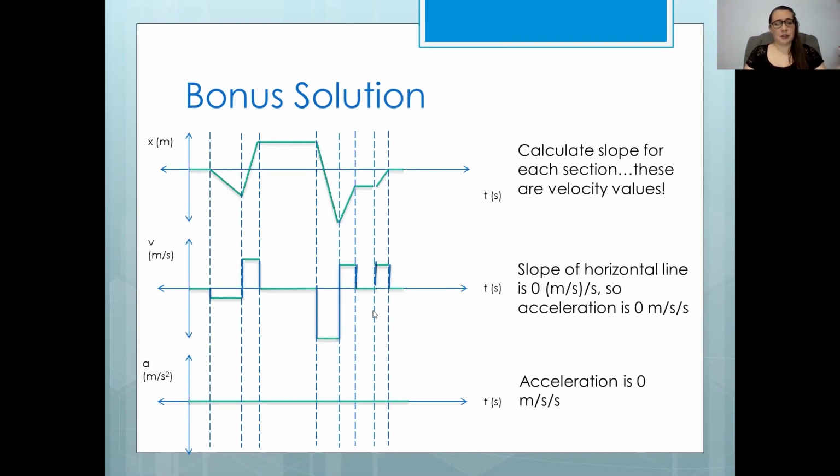Similarly, to get the acceleration time graph, we'll look at our newly created velocity time graph and take the slope at each section, because the slope of a velocity time graph gives us acceleration. So in each case, we're dealing with a horizontal line in our velocity time graph. They're all at different places, but they're all horizontal lines. And the slope of a horizontal line is always 0. So our acceleration here is always 0 meters per second squared, or meters per second per second.